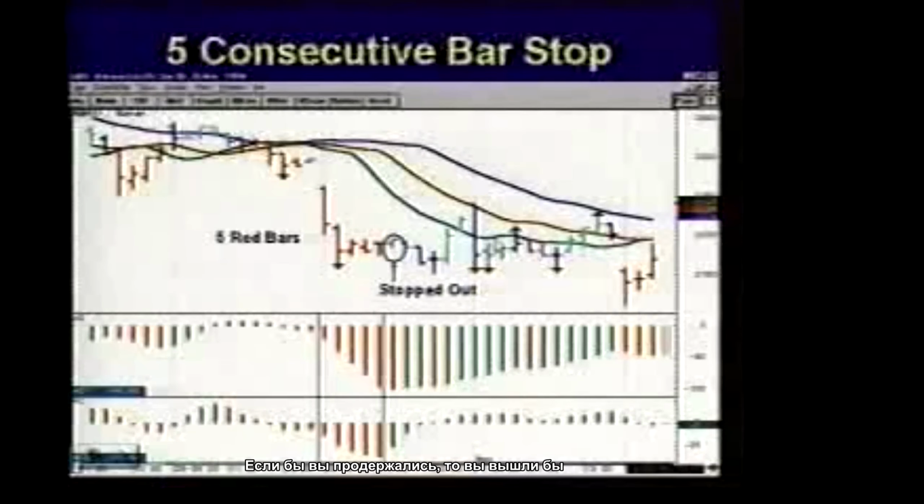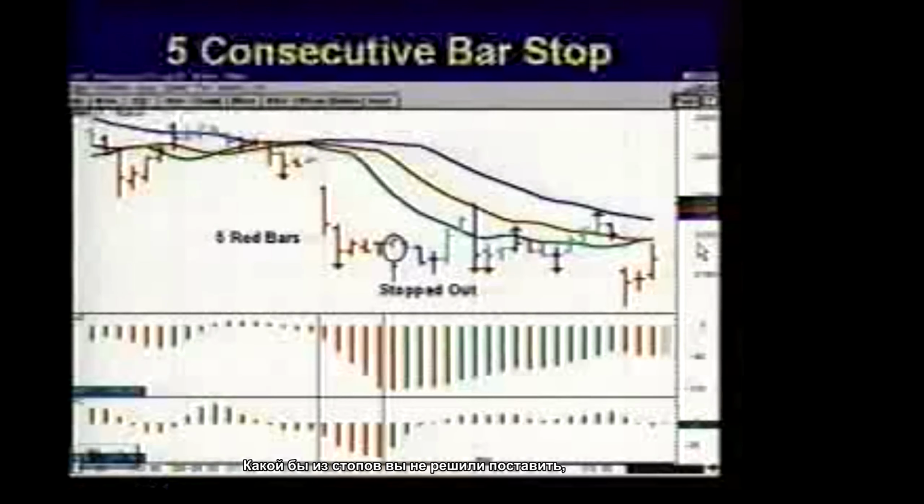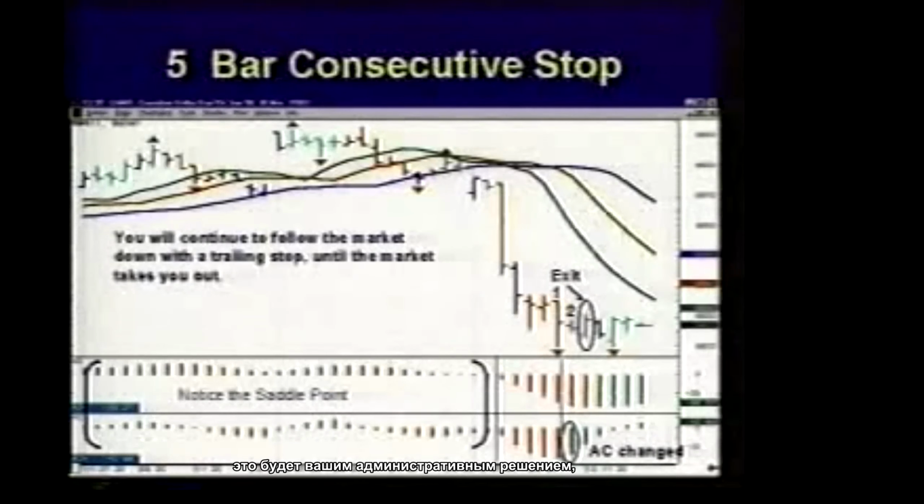So that was a good place to be. You could have hung in there, and if you'd have hung in there, your green line stopped, you would have been stopped out here. Now please don't take me wrong. There's many times that a green line stop or a red line stop are better than the 5-bar consecutive. Any stop you choose to place in the market is going to be an executive decision, always.